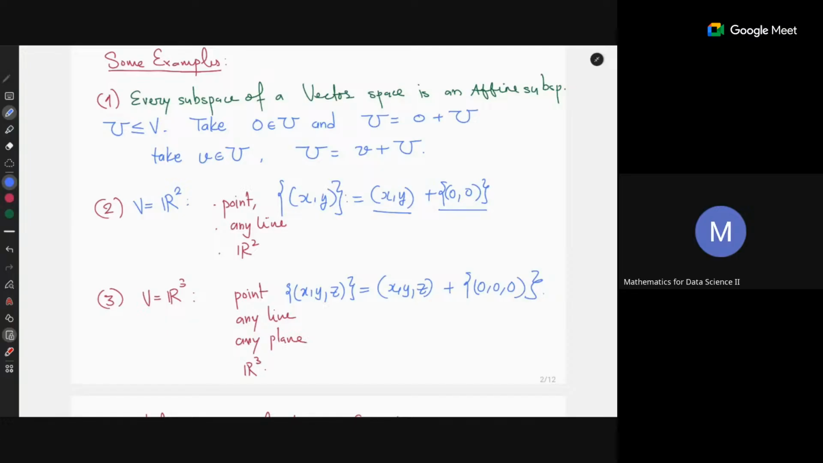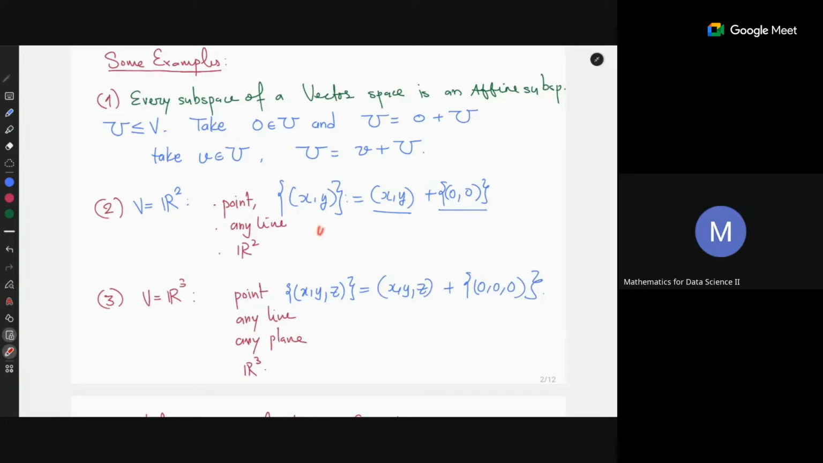Okay. Now, similarly, any line also is an affine subspace because if you take any line, you can push that line to make it pass through origin. If you take any line in R2, you can translate that line to pass it through origin. So once that line passes through origin, you get the subspace. I'm giving this an intuitive picture in your head. That will be your subspace. And what will be the vector? Any point in that line will be your vector. So any line is also okay.